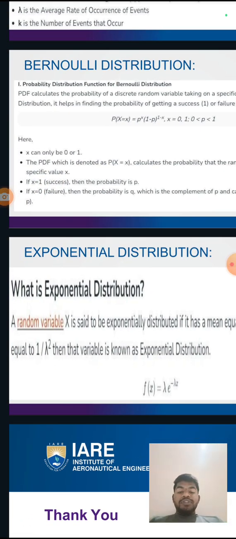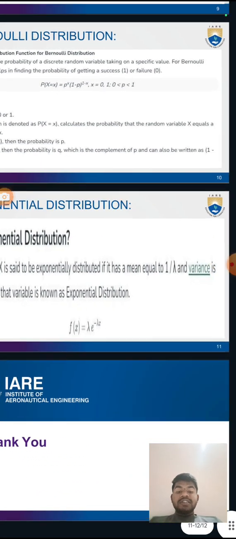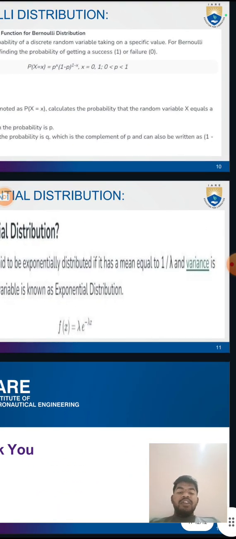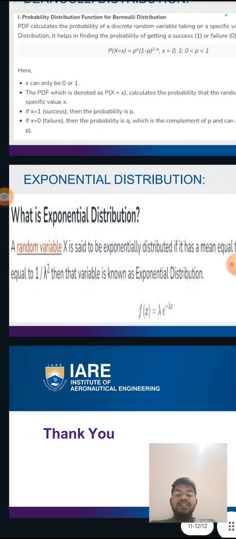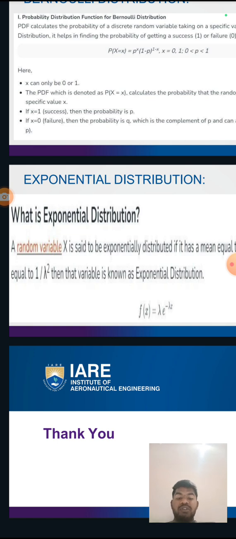Exponential distribution. What is the exponential distribution? A random variable x is said to be exponentially distributed if it has mean equal to 1 by lambda and variance equal to 1 by lambda square. Then the variable is known as an exponential distribution. f of x equals lambda e power minus lambda x.